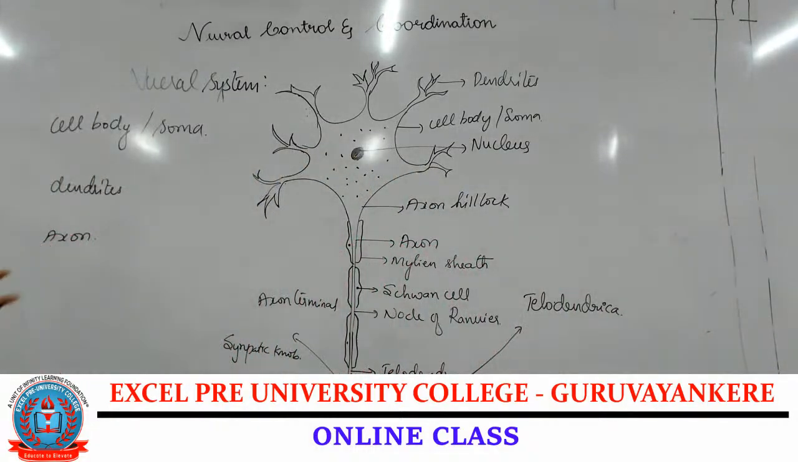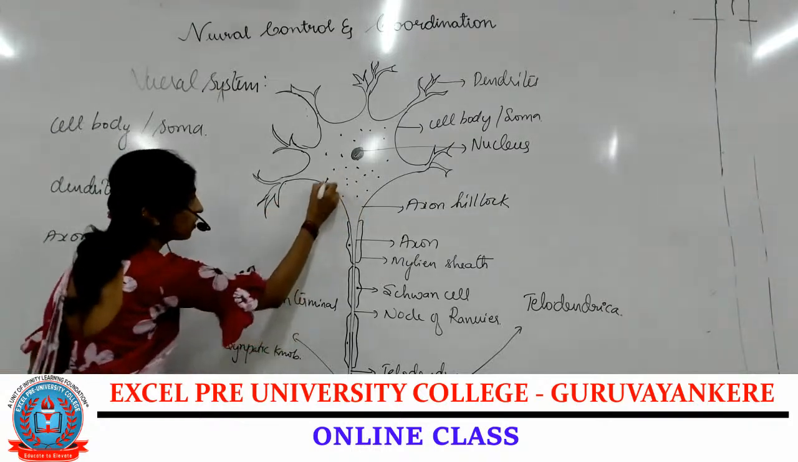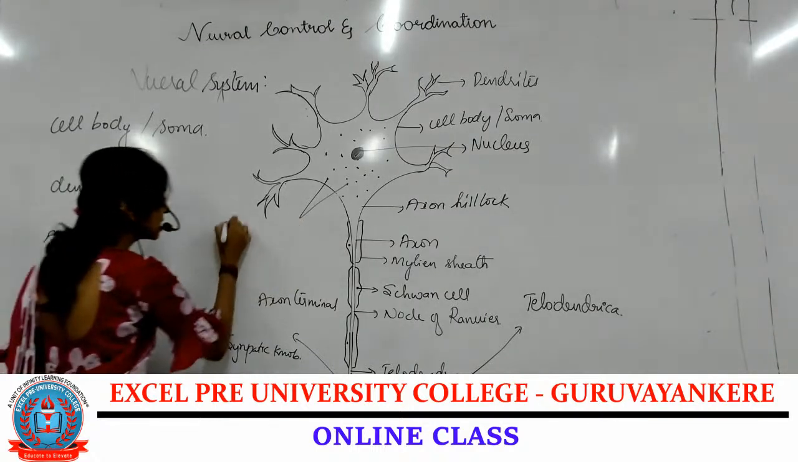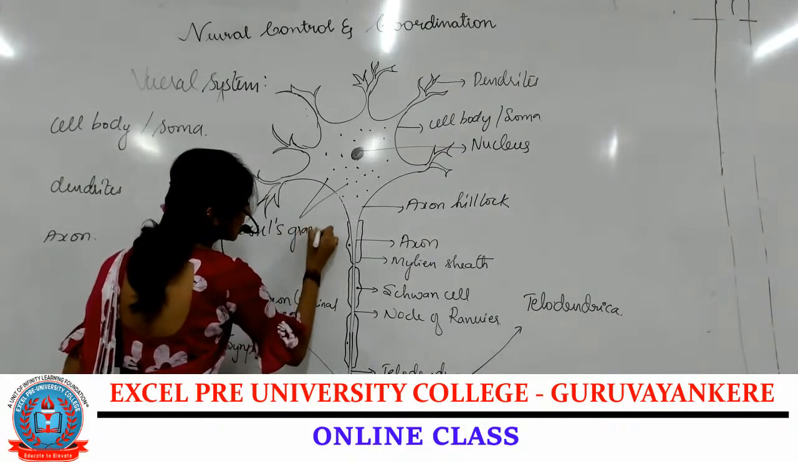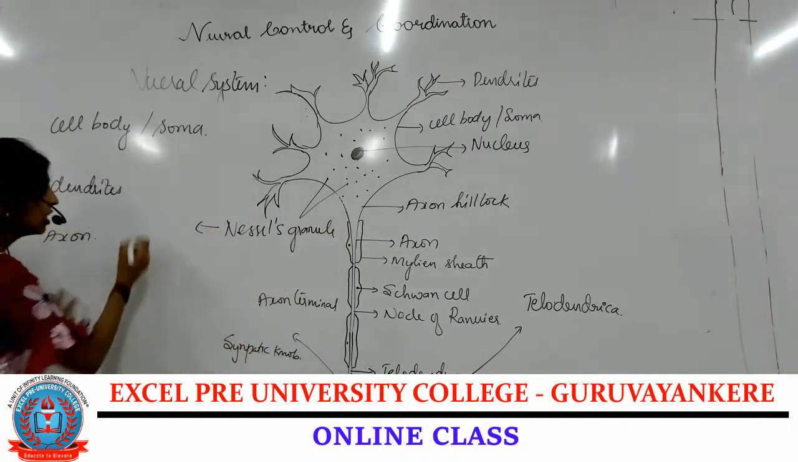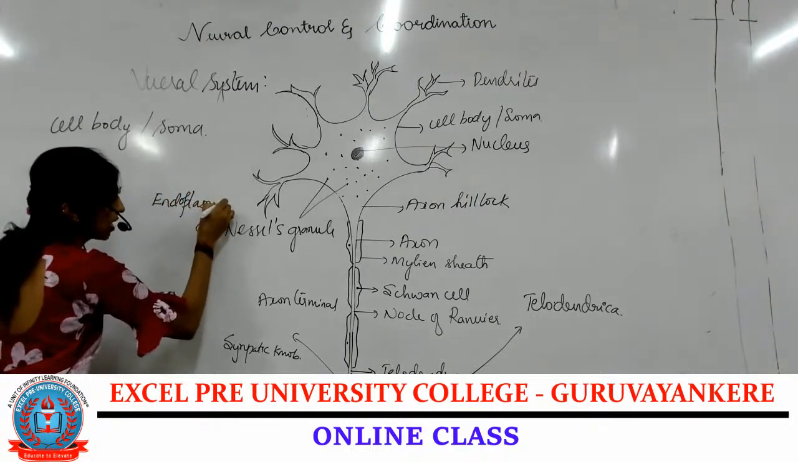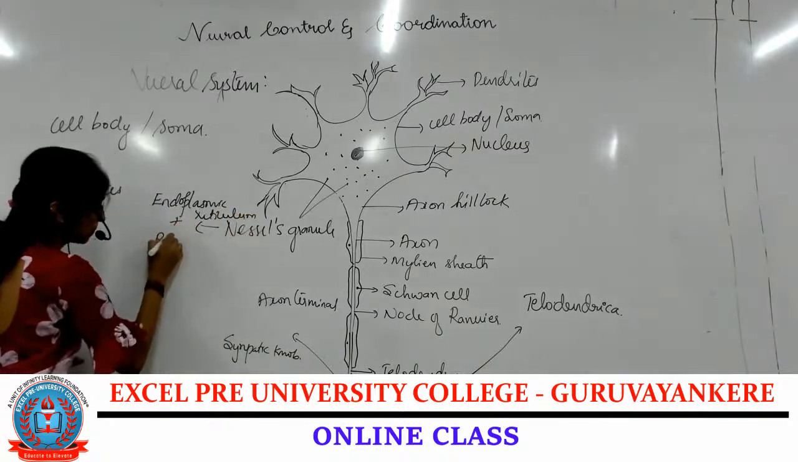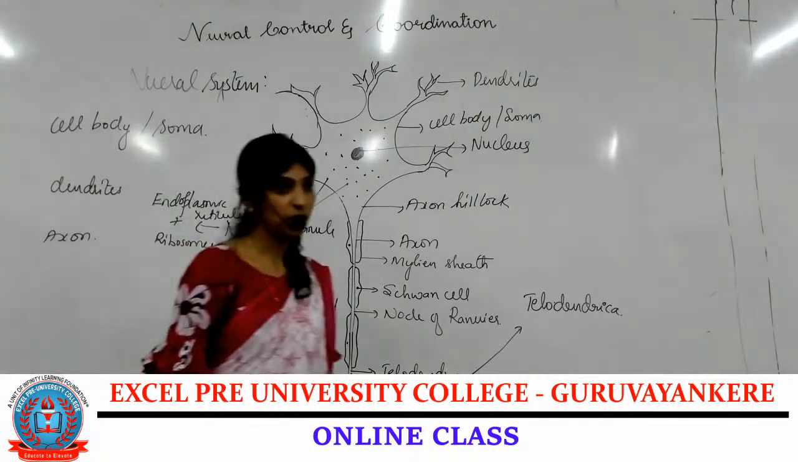The cytoplasm also consists of the ribosomes, and they also consist of granules. The granules present inside the cytoplasm are called Nissl's granules. Nissl's granules are nothing but endoplasmic reticulum along with the ribosomes.